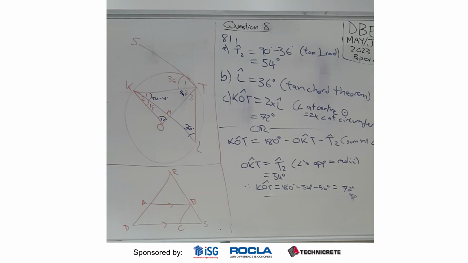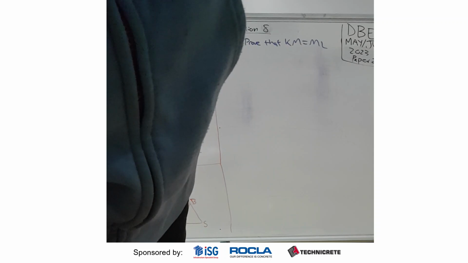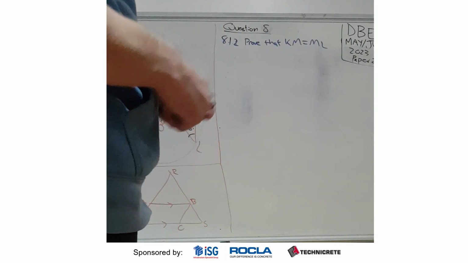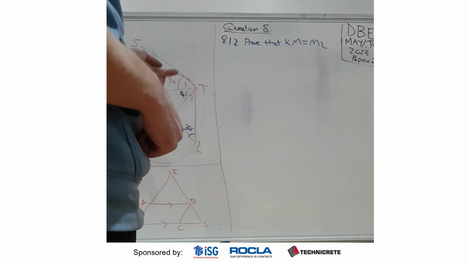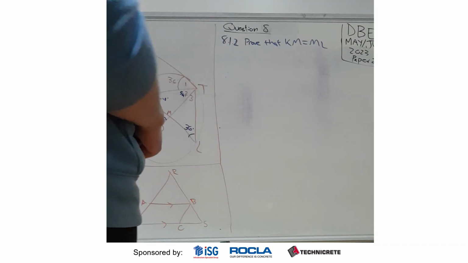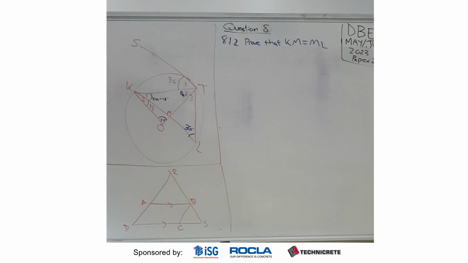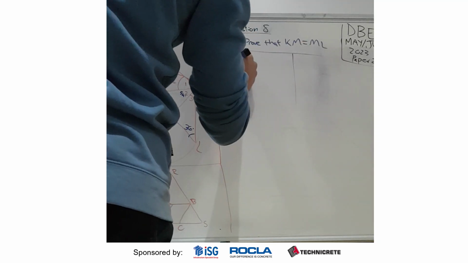I'm going to pause, quickly erase, we'll go to 8.1.2. Right, so 8.1.2 asks us to prove that KM is equal to ML, as in that M is the midpoint of KL. Again, there's two ways to do this. Slightly quicker way, slightly longer way. Let's do the quicker way first.